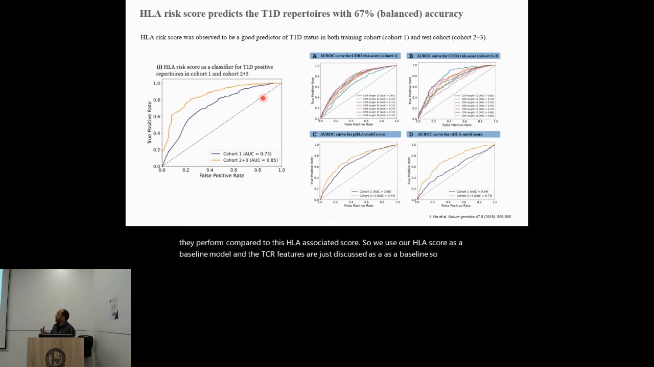So now we want to use different machine learning methods and see how they perform compared to this HLA associated risk score. So we use our HLA risk score as a baseline model, and the TCR features are just discussed as a baseline. So obviously the HLA risk score has the highest AUC, and then the CDR3 risk score that we calculated on cohort 1 and cohort 2, 3, you see the performance is a bit lower than the HLA risk score, which is expected because we calculated all this information from the HLA risk score. But it is still good enough.